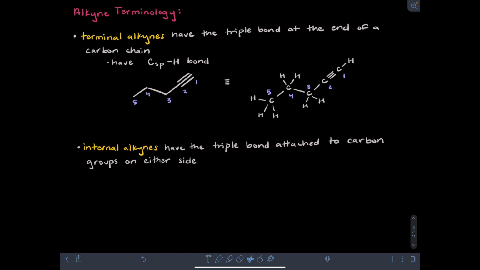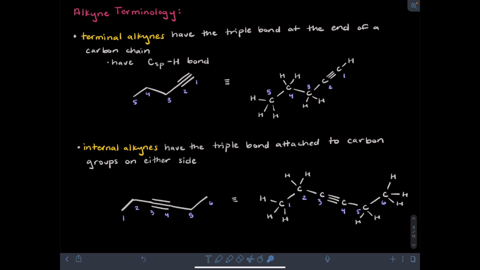What we'll call internal alkynes will have the triple bond between carbon groups on either side. Notice that each carbon of the alkyne is connected to another carbon. And I've made the bonds for the alkyne look like the alkyne is linear. This particular example has 6 carbons. And if you draw out the Lewis structure, you can really see that the 2 carbons of the alkyne have only bonds to other carbons and no hydrogens attached to them.